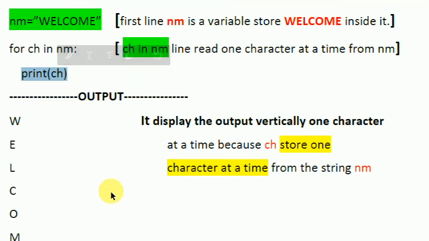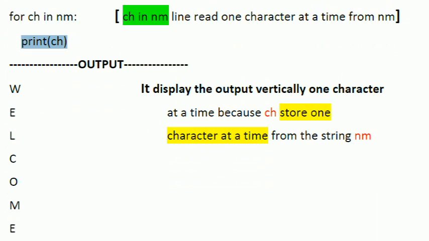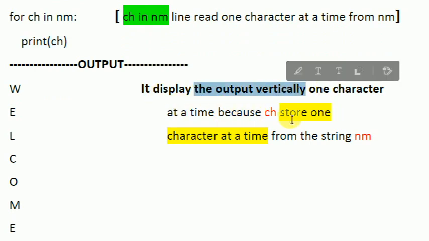This is the way the output is going to be displayed. I already wrote that it displays the output vertically, one character at a time, because ch stores one character at a time from the string nm. So this is the way the loop is going to work when we are using a for. Now let us discuss it practically also.